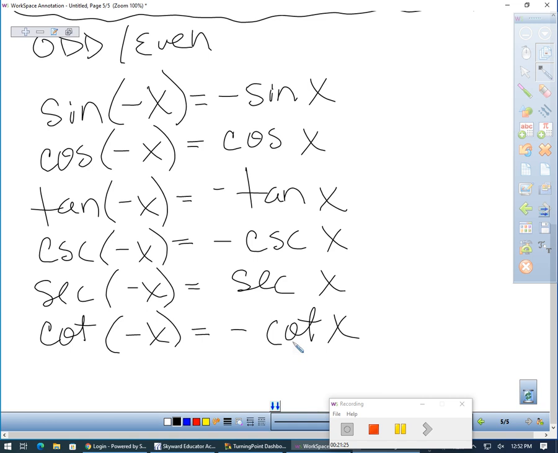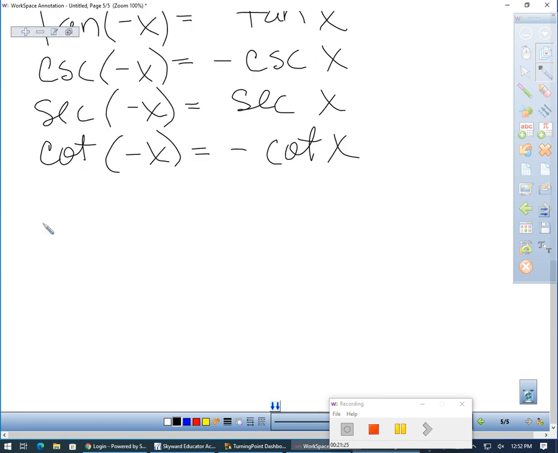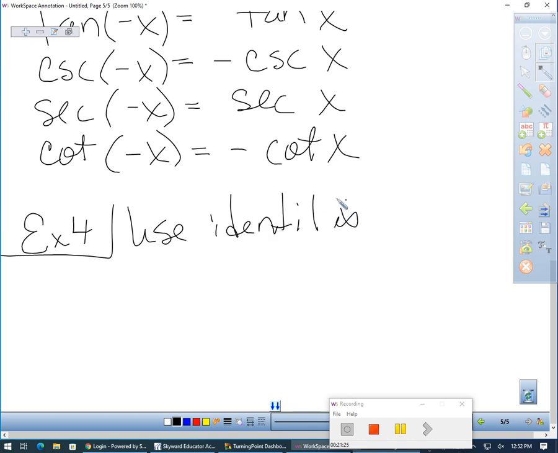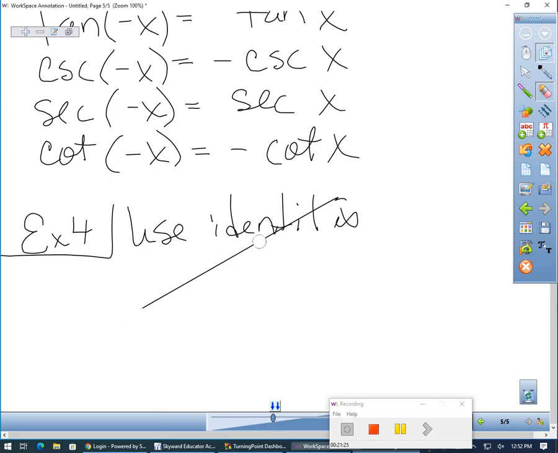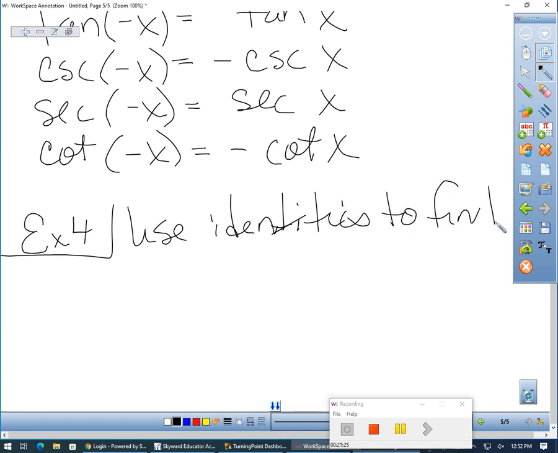I'm going to show you what I mean. Example number 3. Right? I'm on 3 or 4? 4. Thank you. All right. Example 4. Directions are going to ask you to use identities to find the value of the expression.